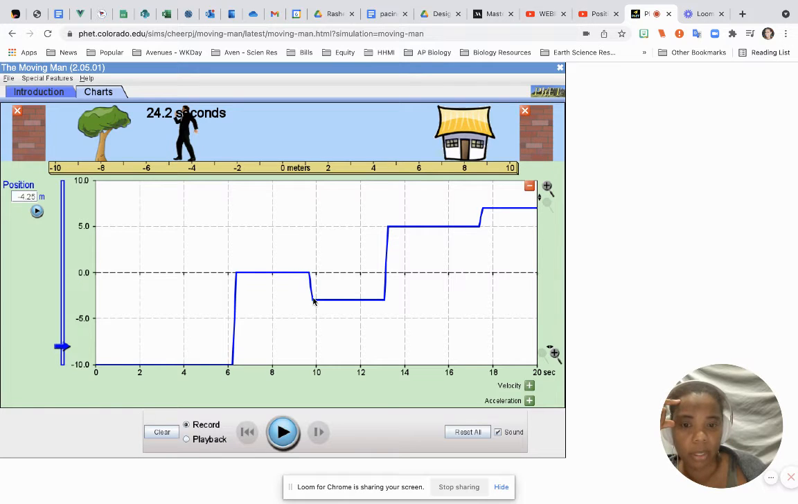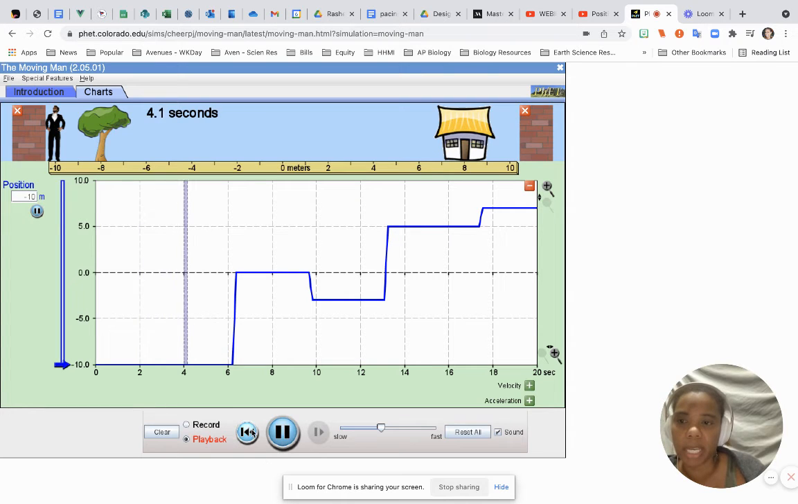And then we jumped. Actually, let's see if we can go back and play it again. Let's see if it will let us go back. I don't know if it will let us go back and play it again. Oh, playback. I got to hit playback. So we can actually look at the playback.